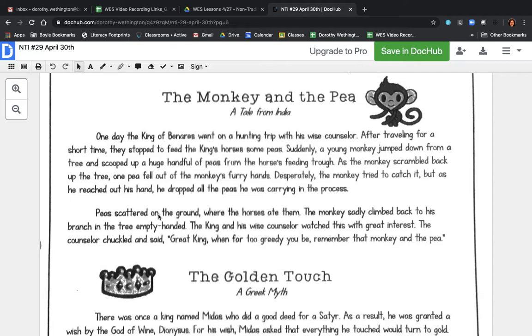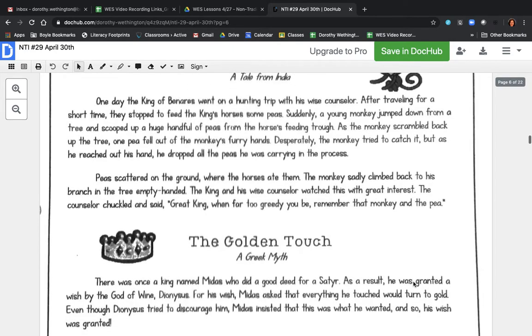Peas scattered on the ground where the horses ate them. The monkey sadly climbed back to his branch in the tree empty-handed. The king and his wise counselor watched this with great interest. The counselor chuckled and said, "Great king, when far too greedy you be, remember that monkey and the pea."